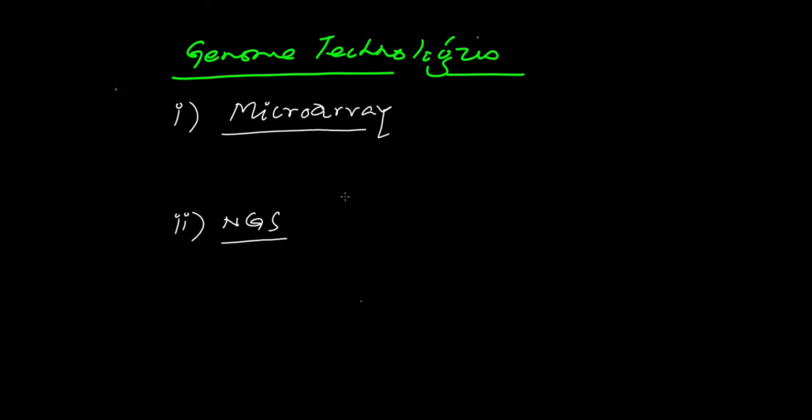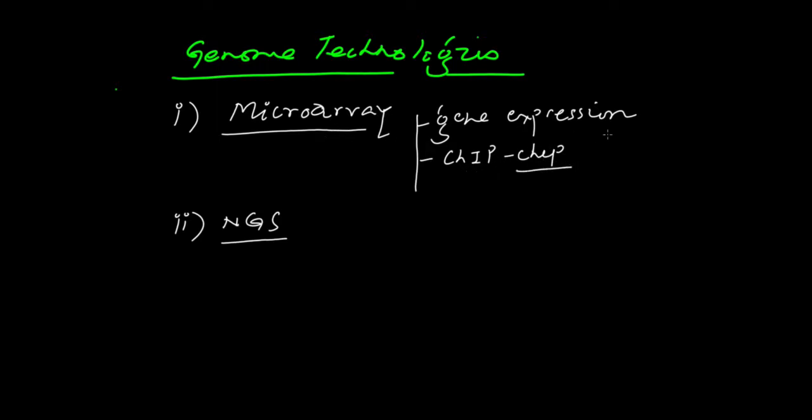So these techniques have really revolutionized the field of genome biology. For example, microarray is being used for gene expression, of course, of thousands of genes for the whole genome. It is also being used for ChIP, which means chromatin immunoprecipitation on chip. Chip means the chip used in microarray chip, right?